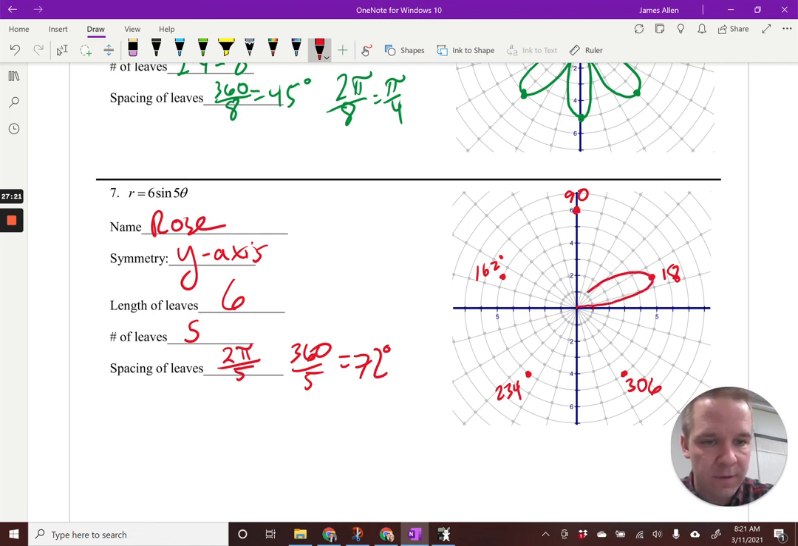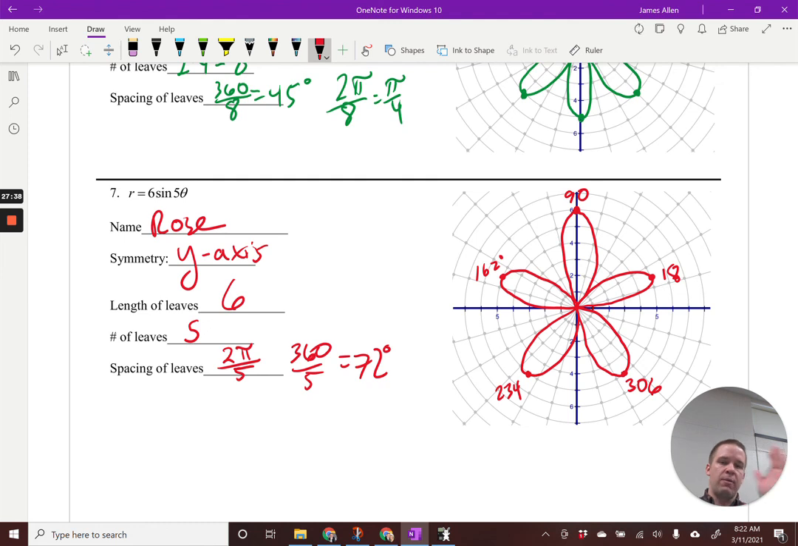Let's see if I can actually handle myself this time and not freak out. Oh, so far so good. Don't speak too soon, Mr. Allen. I'm talking to myself in third person. Look at that. Love it. Good stuff. There we are. Rose.